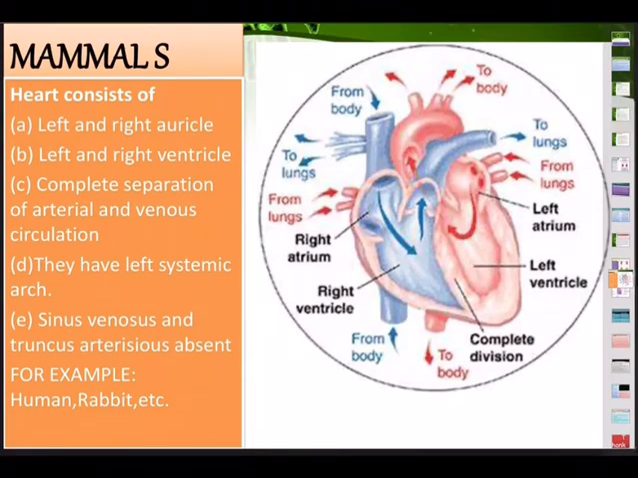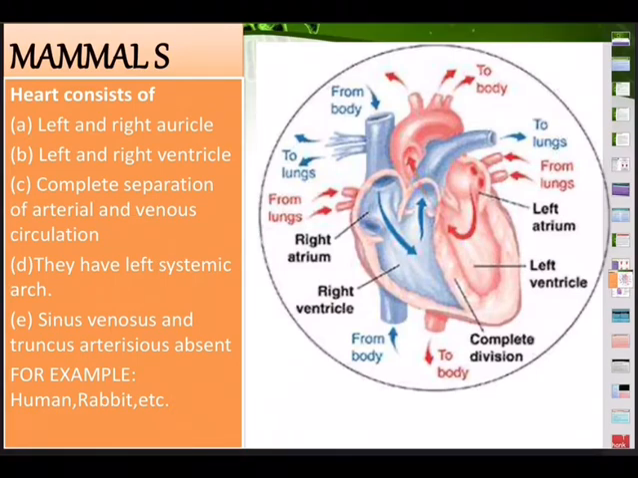So just like aves, we also have 4 rooms. But then the possibility of mixing pure blood and impure blood is restricted. It's almost nil unless there is a leakage. So you have left auricle and right auricle on top, 2 rooms, down 2 rooms, left ventricle and right ventricle. Complete separation of arterial and venous circulation. There is no mixture. And they have a left systemic arch, as you are able to spot it, and sinus venosus and truncus arteriosus are absent. Example, human beings and rabbits.